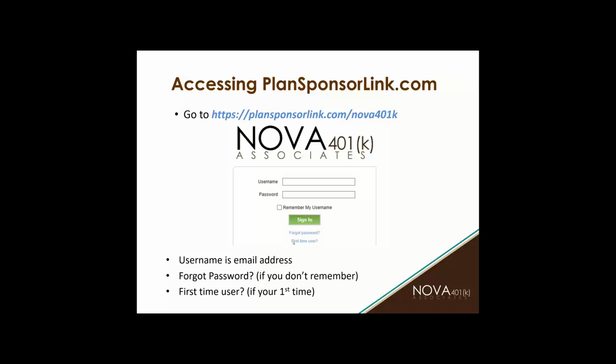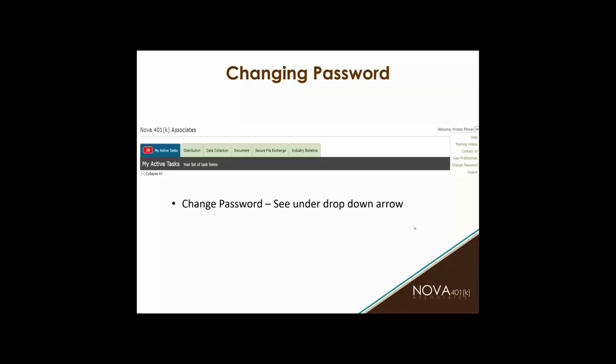If it's your first time logging in, please click on first time user. If you forgot your password, click on that. Only you and Plan Sponsor Link know your password. And when you click either of these items, a temporary password will be sent to your email address from Plan Sponsor Link. And that way you can just click on the link from the email, set up a new password, and be in the system. If at any time you need to change your password because you like to do it every 90 days or whatnot, you can click on the drop-down arrow next to your name and click on Change Password.